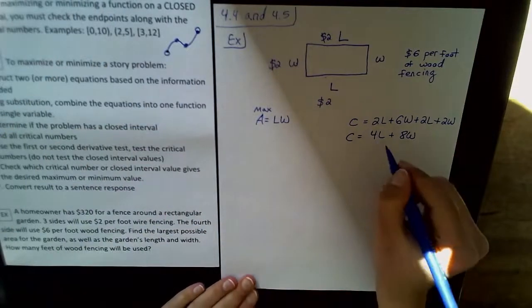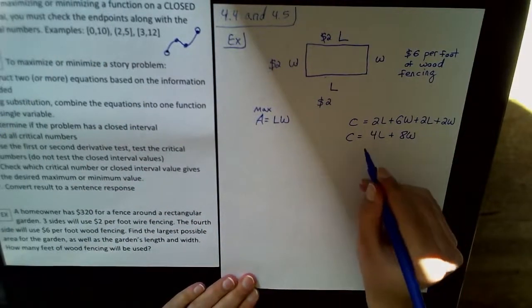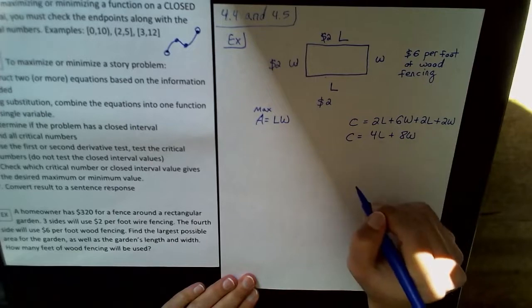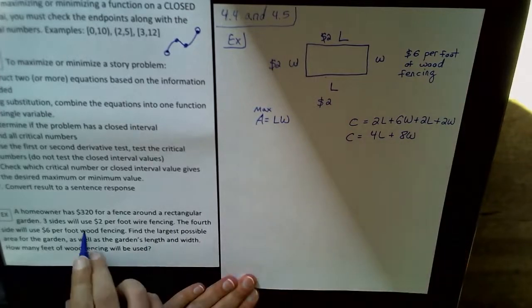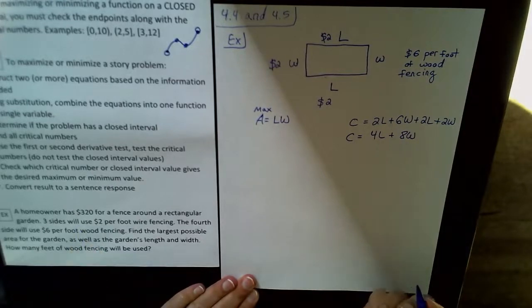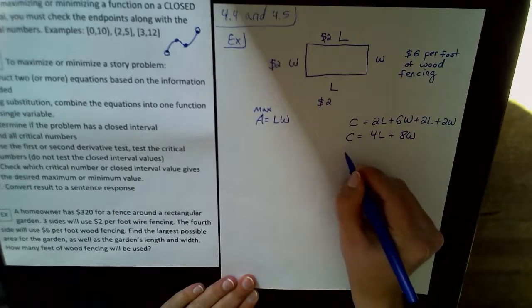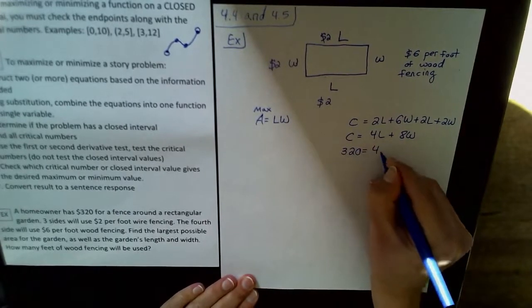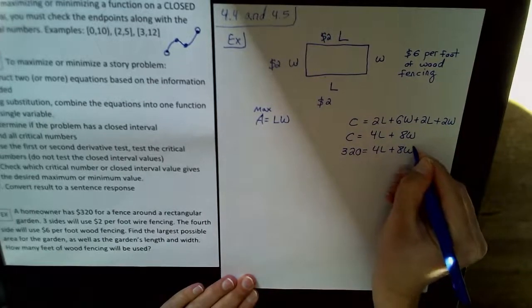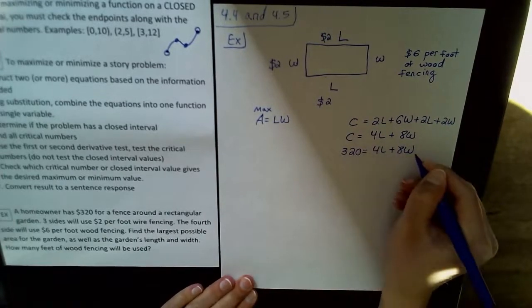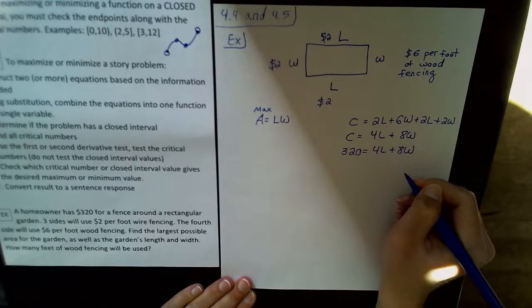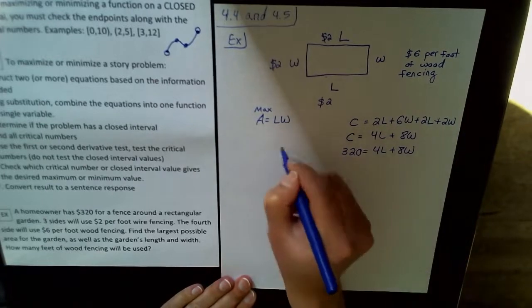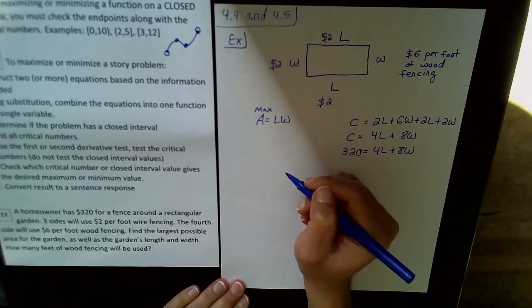And finally, from here, the last thing that we can really make note of for this cost equation is that we have $320 at our disposal. So we should try to use all of it. Let's put that 320 in for C to get 320 equals 4L plus 8W. We want to use as much as we can to maximize the area of the garden.